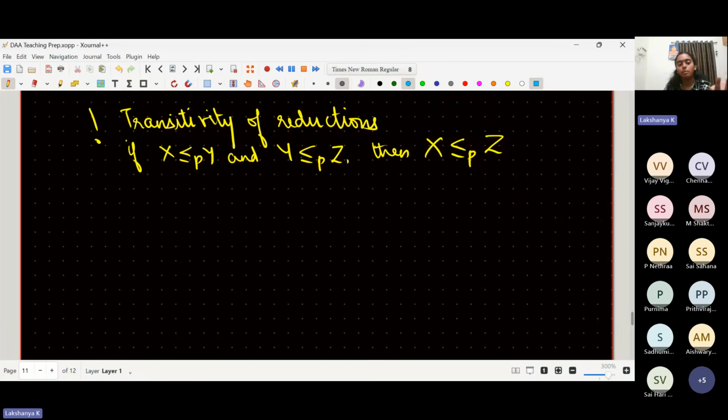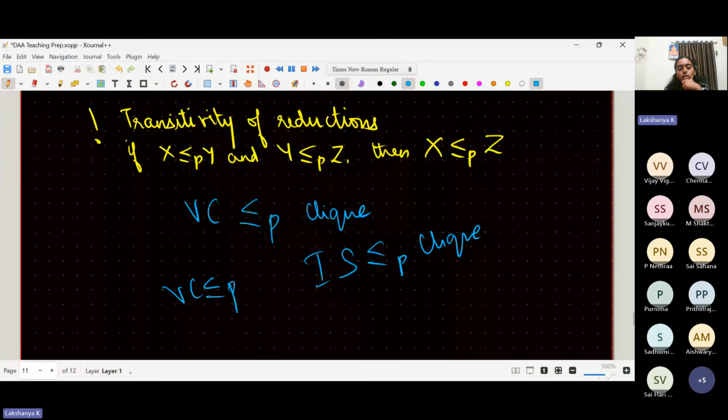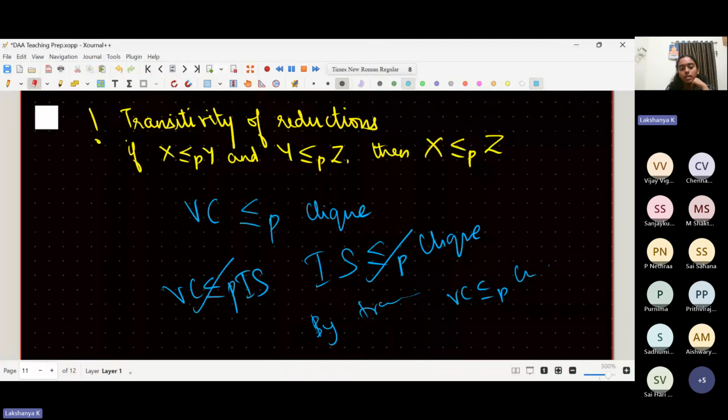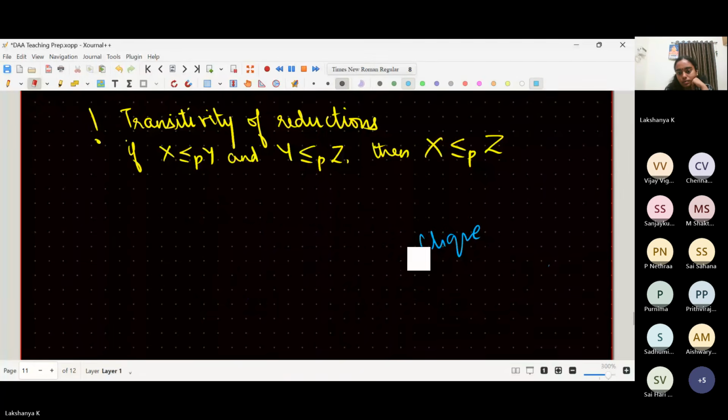Yes. So where this is useful is, let's say someone's asking you to prove vertex cover is reducible to clique or something like this. Now you don't know how to directly prove this, but you know how to prove independent set is reducible to clique, and you know how to prove VC is reducible to independent set. Now you can do this proof separately, and say by the transitivity property, vertex cover is reducible to clique. So in that place, this will be useful. Clear?